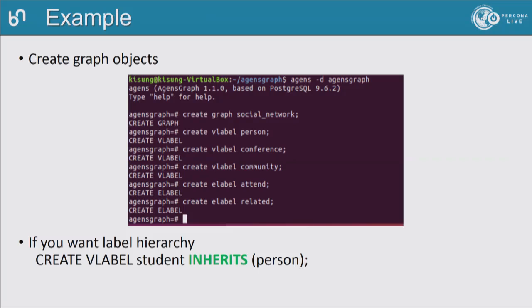This is an example of AgensGraph DDLs. We provide DDLs to create graph objects, vertex labels, and edge labels. You can make a graph like this using the create graph DDL statement, and you can make vertex and edge labels. In this example, we made one graph object, 3 vertex labels, and 2 edge labels. If you want label hierarchy, you can create a label using the inherit keyword.